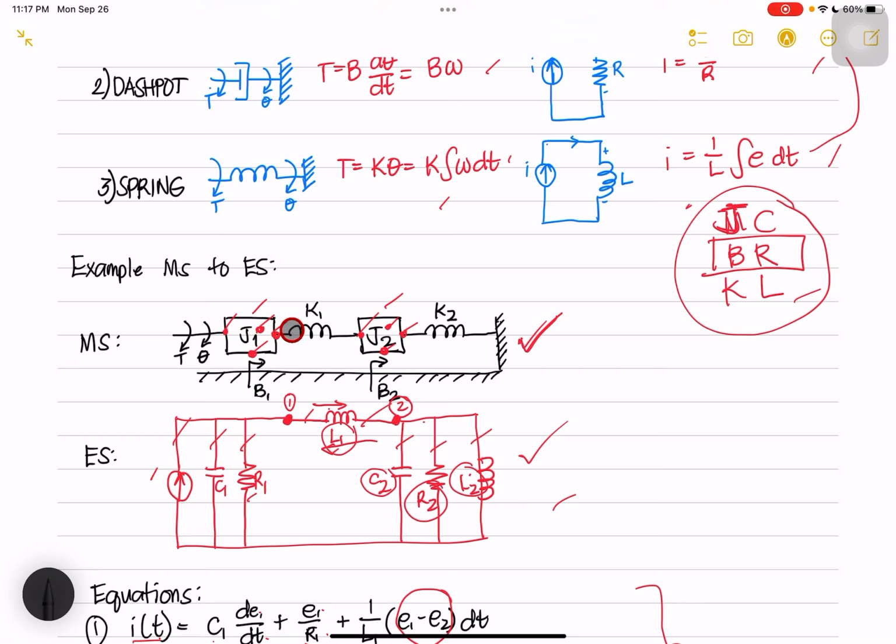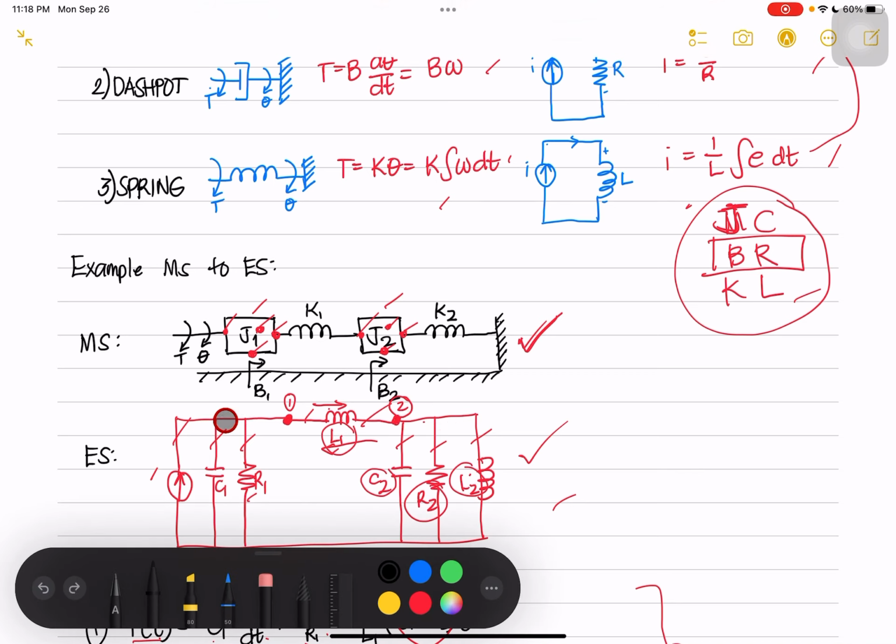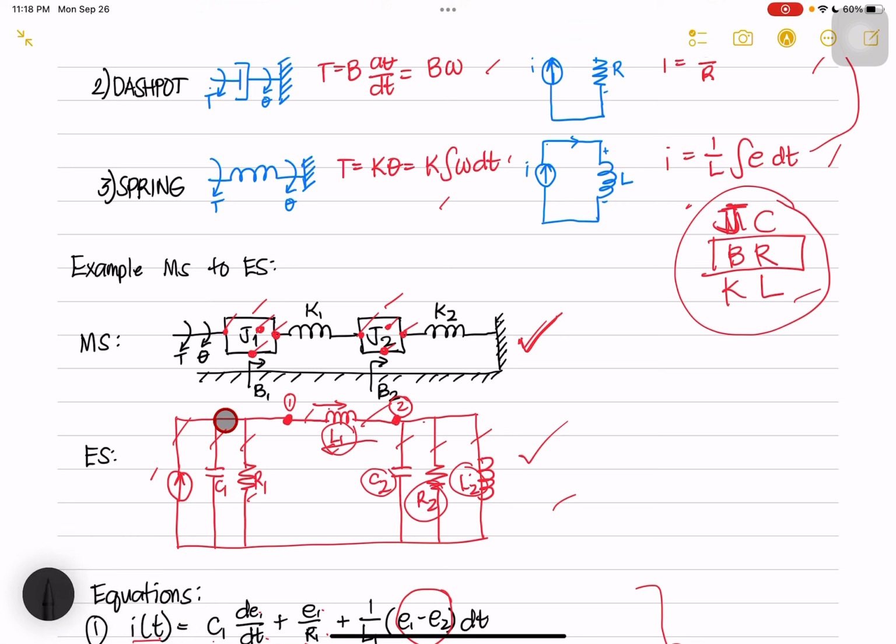But before we proceed with J2, we have to consider something in between the two nodes. This is node 1, and this is node 2. Right? In between them, we have to include K1. So, what is the equivalent of K for torque-current? L. So, we have L1 here. And then we can move on to J2. The equivalent of J again is C2, the equivalent of B2 is R2, and K2 will be another inductor, L2.